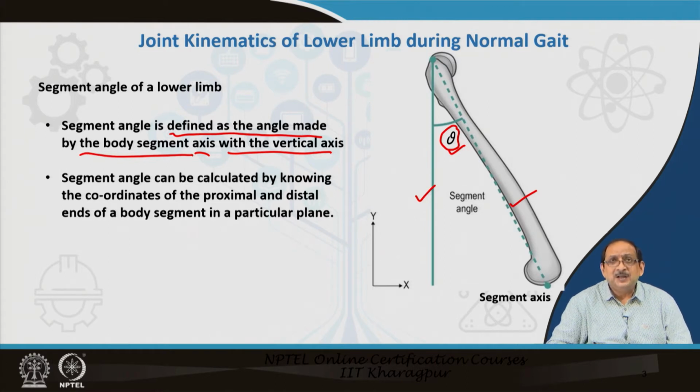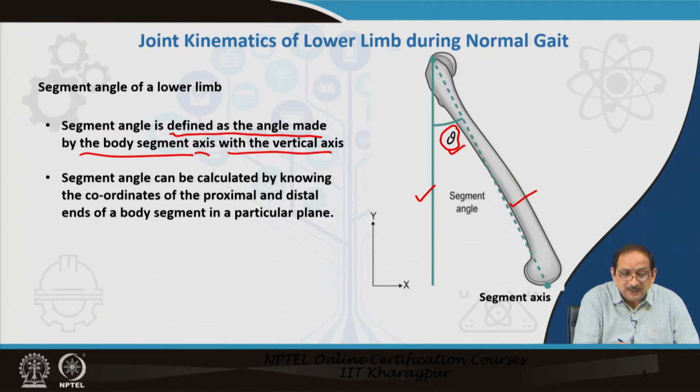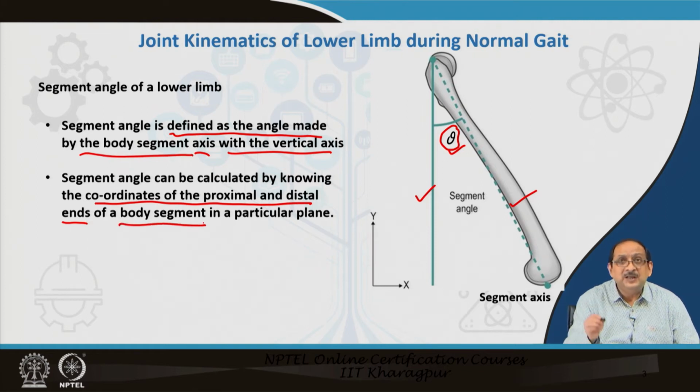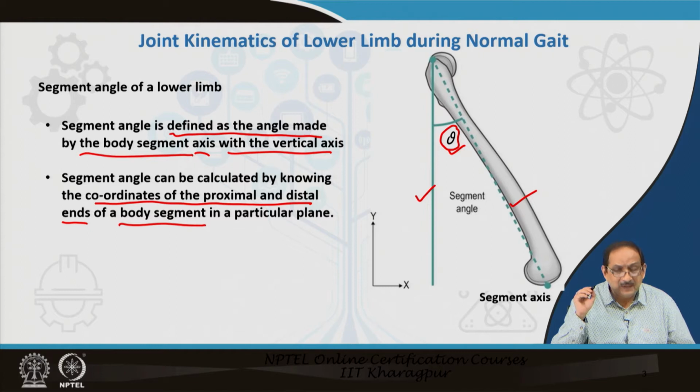The segment angle can be calculated by knowing the coordinates of the proximal and distal ends of the body segment in a particular plane. Now, the required coordinate data is obtained from anatomical markers from the gait analysis at either end of a limb segment. Once the segment orientation is calculated from the marker position, joint angles can be calculated in a spatial reference system.